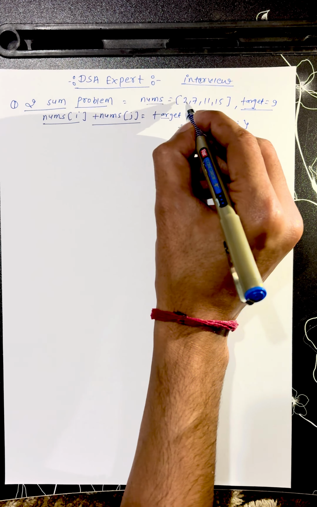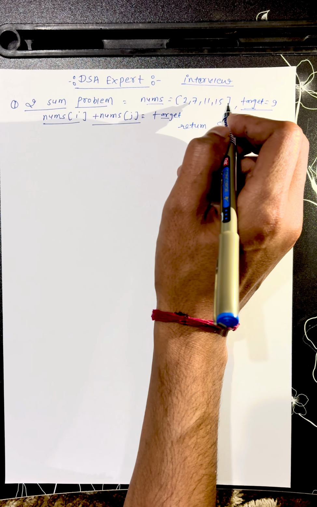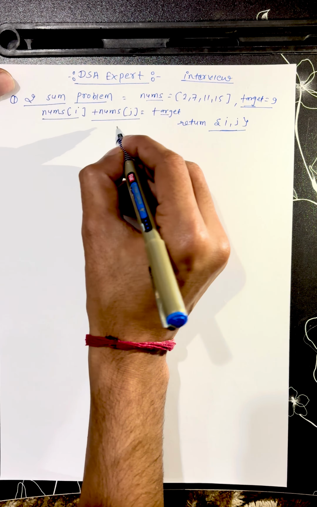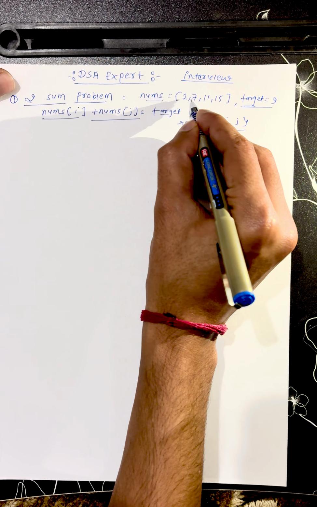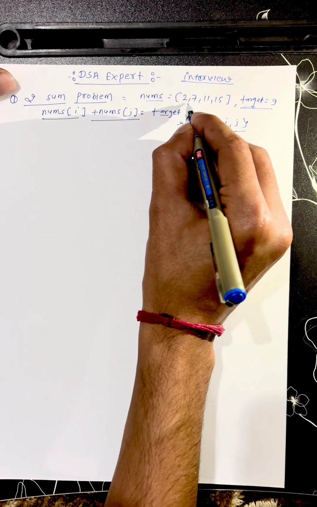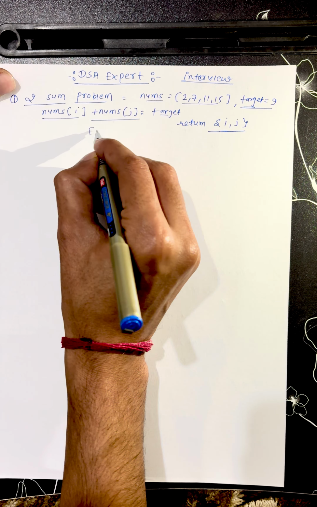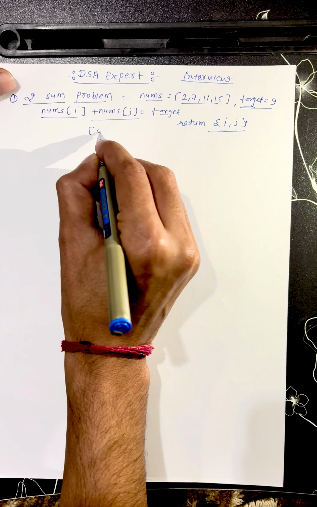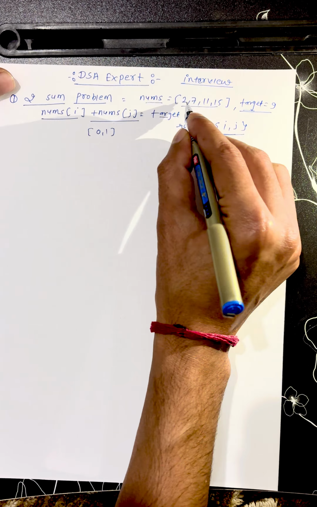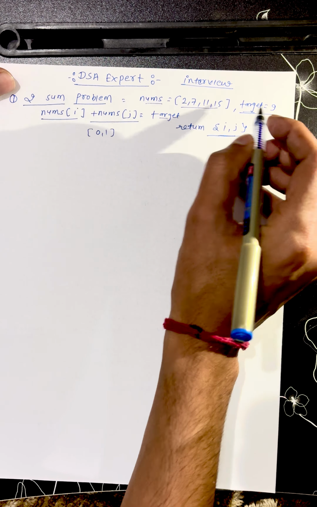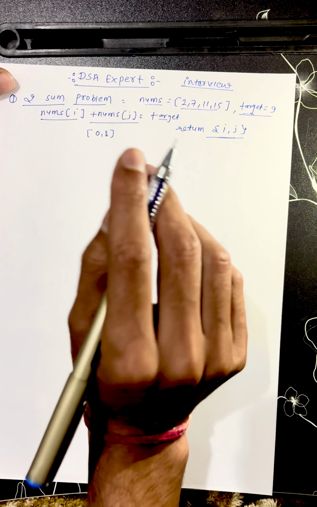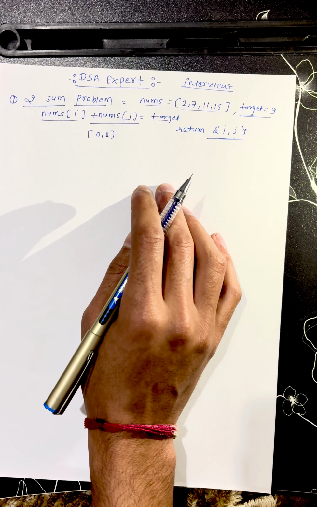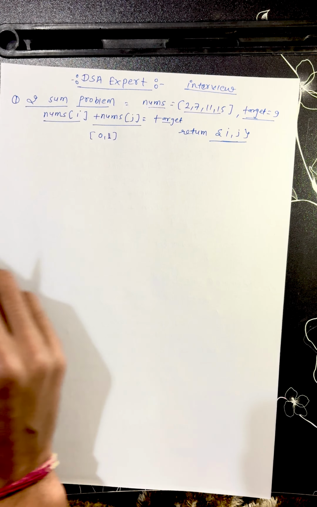For example, I'm taking 2, 7, 11, 15 and the target is 9. So we need to return the indices of the elements that add up to the target. In this example, we have 2 and 7, which is equal to 9. So we need to return 0, 1, because the index of 2 is 0 and the index of 7 is 1. So we need to return the indices of the elements that add up to that target.